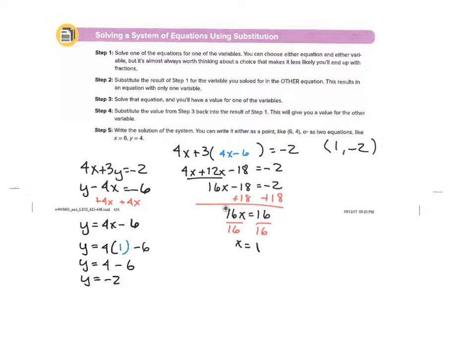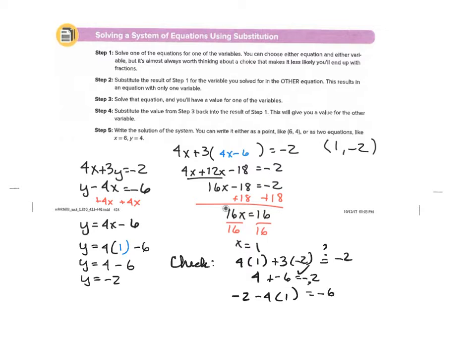All right, let's make sure we're okay. Let's check our solutions. Okay, so 4 times 1 plus 3 times negative 2. Is that equal to negative 2? Yes. Let's try the other one. y is negative 2 minus 4 times 1 equals negative 6. So is this equal to negative 6? Yes. So clearly 1, negative 2 is our solution.